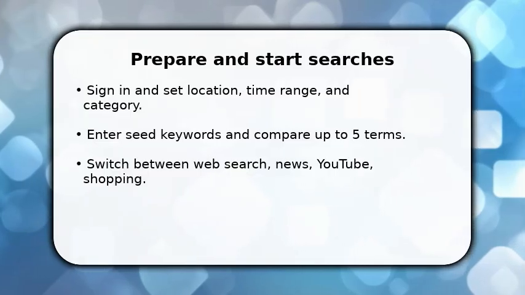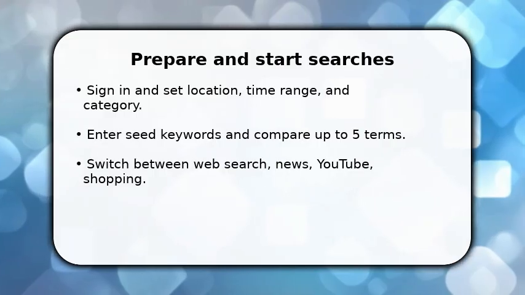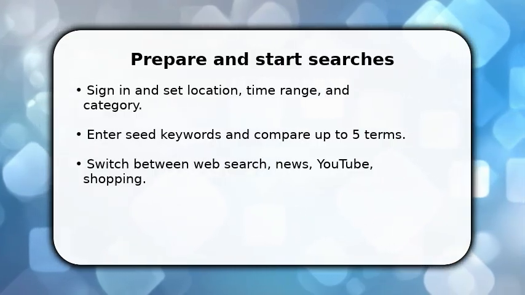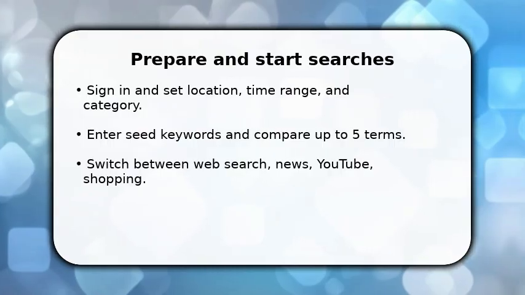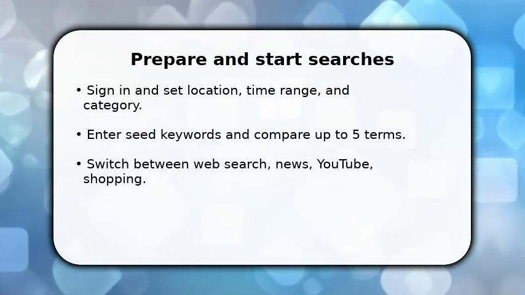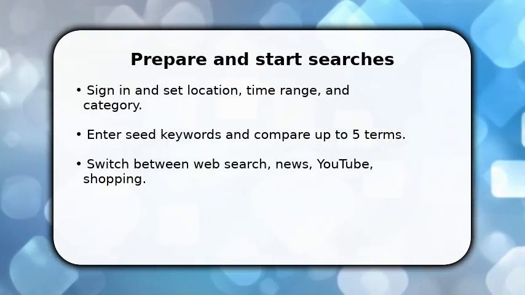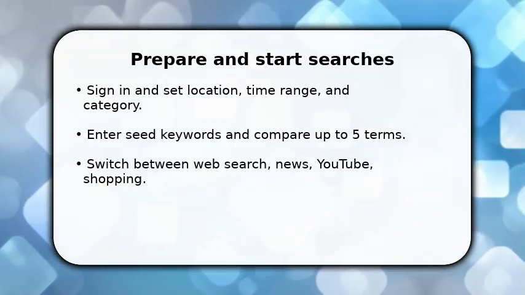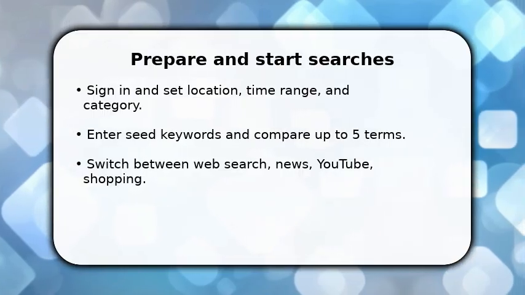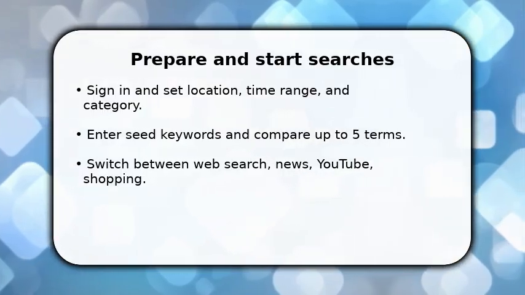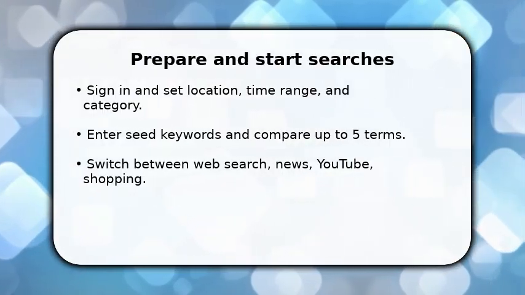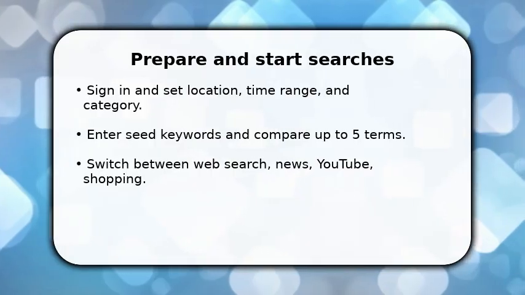You'll begin by narrowing context. Choose the country, a meaningful time range, and the category that matches your niche. Once done, type 3 to 5 seed keywords and press enter to compare trends side by side. Make sure to change the search type, web search versus YouTube or news, because intent differs. This affects volume signals. You'll also toggle between past 12 months and custom dates to catch seasonality.